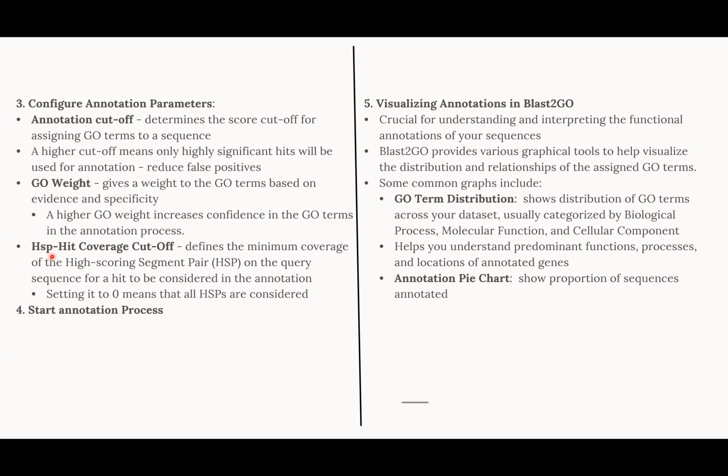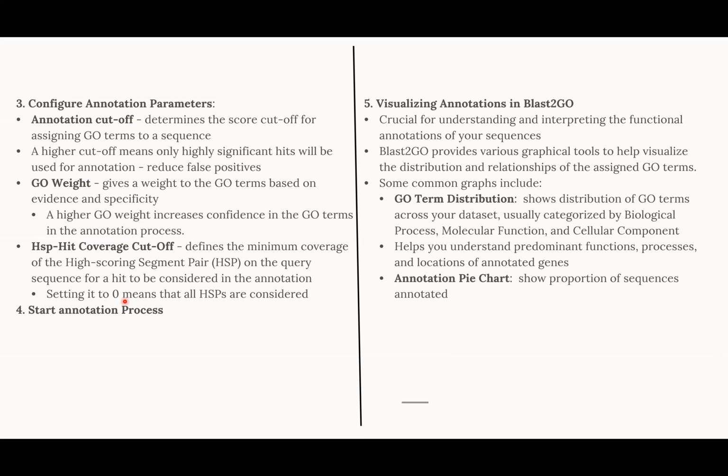And then the HSP hit coverage cutoff. This is the minimum coverage for your high scoring segment pair. A segment pair is the match between your query sequence and the sequence in the database. So minimum coverage means how much you want the match to stretch out for. We can decide we want the match to stretch out for, just as an example, 5 base pairs, 10 base pairs. So that's the coverage.